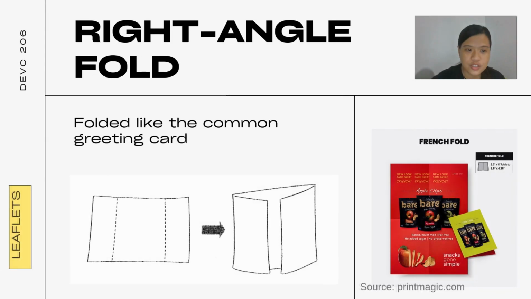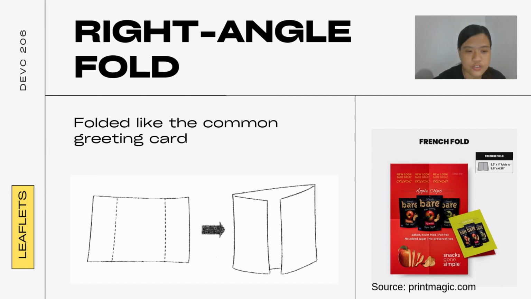The first one, the right angle fold, also called the French fold. This type of folding consists of folding leaflets in half horizontally and then once again in half, but this time vertically. Since leaflets are printed on both sides of the paper, you get 8 panels or pages to work with while providing the readers with the desired information. It is folded like a greeting card.